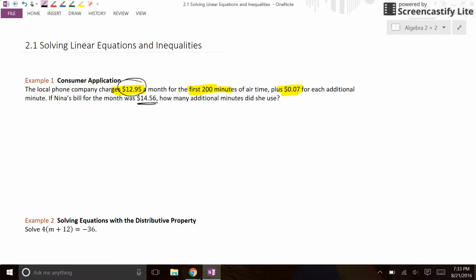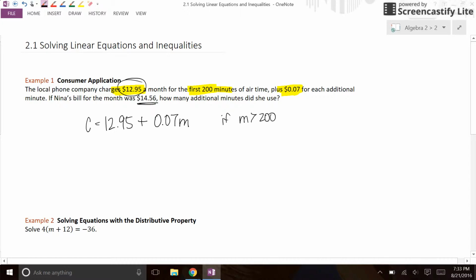Now, you know, math geeks love equations, so I'm going to make an equation real quick. I'm going to say the cost is $12.95 plus 7 cents a minute if you go over 200, right? So I should say if m is greater than 200. The only reason I say that is because I don't want you to use this equation if the minutes are only 100. And I should probably say that m should be the number of minutes over 200, right?